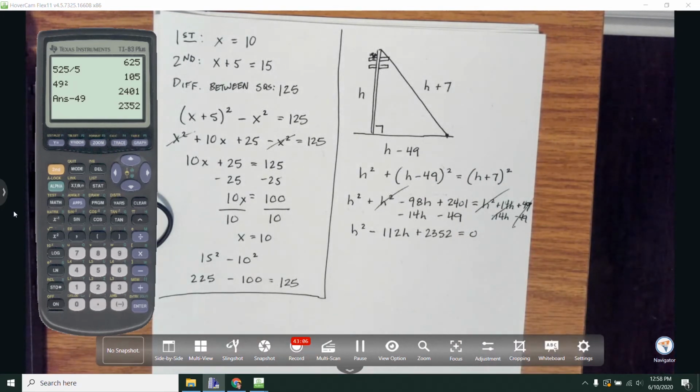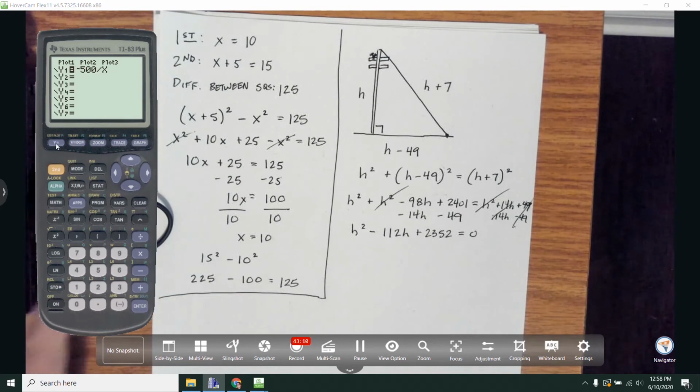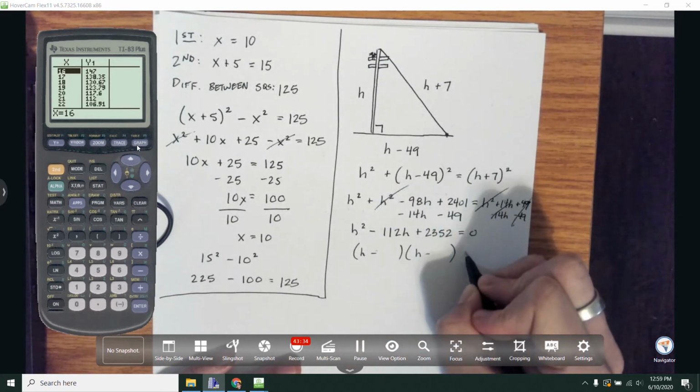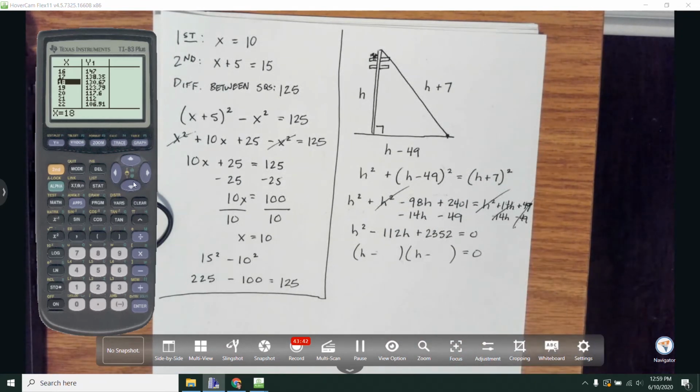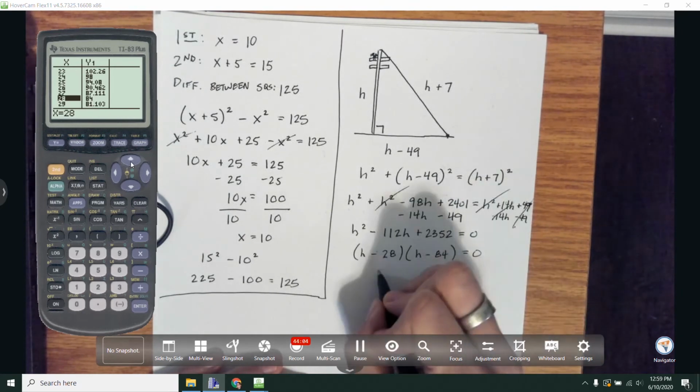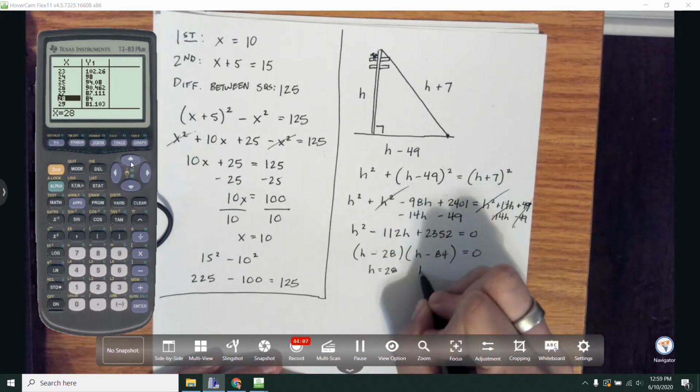So let's look at our calculator and see what gives us 2352, but also adds together to give us that negative 112. We're going to need both these to be negatives. So they're going to combine to be that negative 112. I think we found it there. Yep, negative 28 plus negative 84 would give us that negative 112. So that means that this H is 28 and this H is 84.